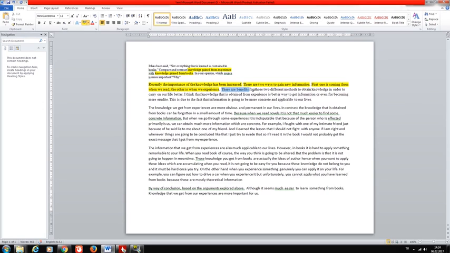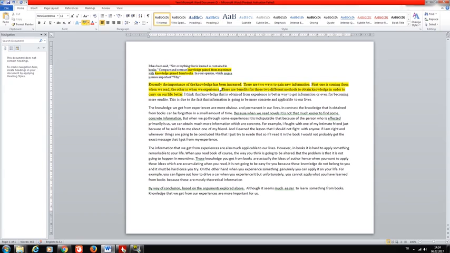It says there are benefits for those two different methods to obtain knowledge in order to carry on our life better. I think that knowledge that is obtained from experience is a better way to get information, or even for becoming more erudite. So there you go. This here is now our thesis statement. As you guys can realize, it's so obvious because here we were narrowing down. First one is coming from when we read, the other is when we experience.